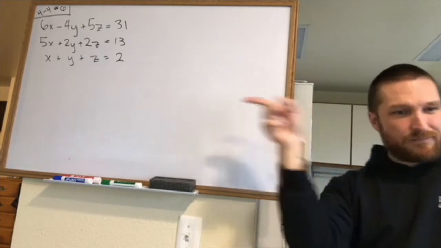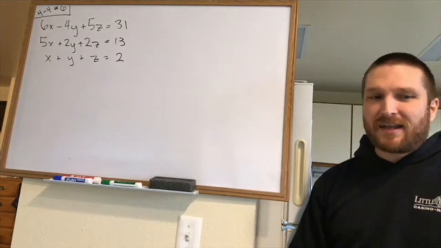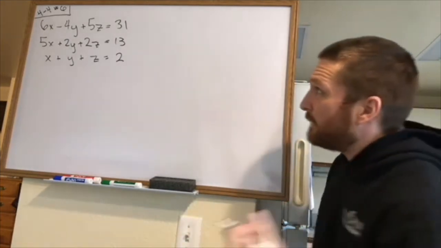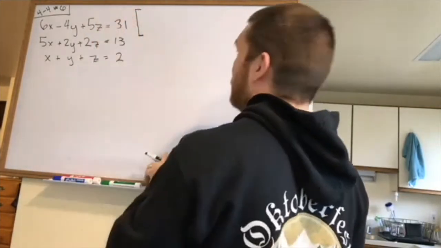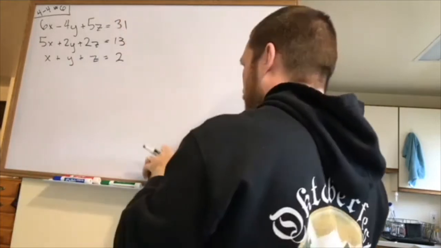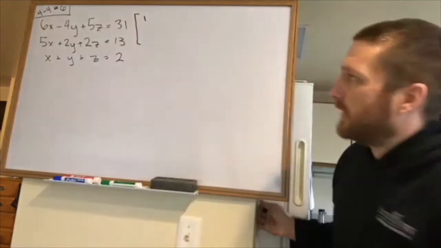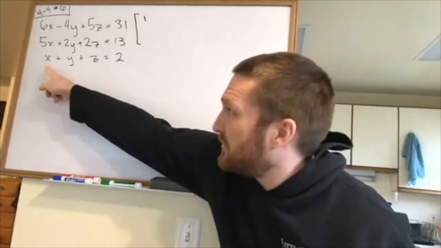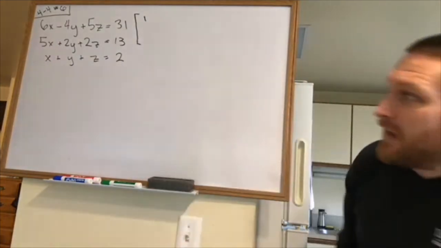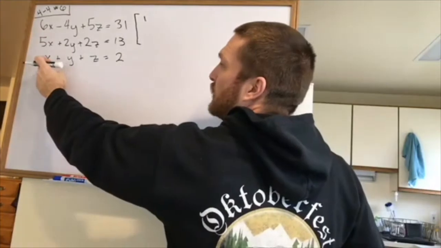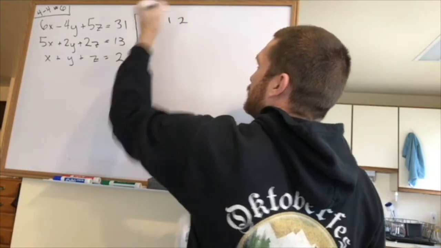So I'm thinking, well, this last one already has a 1. So I'm just going to go ahead and write it like that to begin with. I'm going to say, well, if the place I'm trying to get to has a 1 right there, and I have one that starts with a 1, let's just go ahead and make that my first one. I might as well. So this row will be 1, 1, 1, 2.